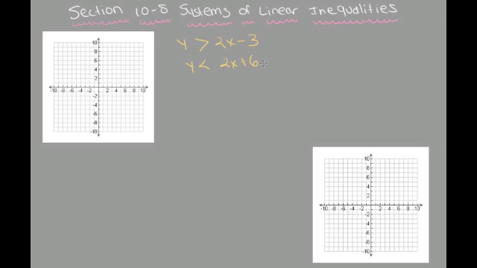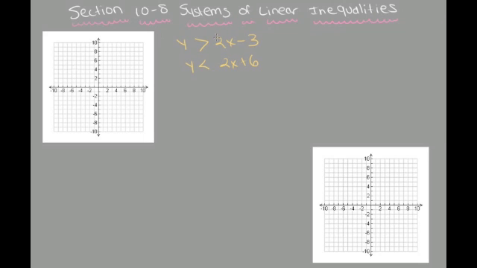This is the video on solving a system of linear inequalities. In the last video, we learned how to graph a linear inequality. Now we're going to be dealing with two or more linear inequalities and how to find the solution of that. So we have two inequalities right here. y is greater than 2x minus 3 and y is less than 2x plus 6. What we need to do first is graph those two linear inequalities.